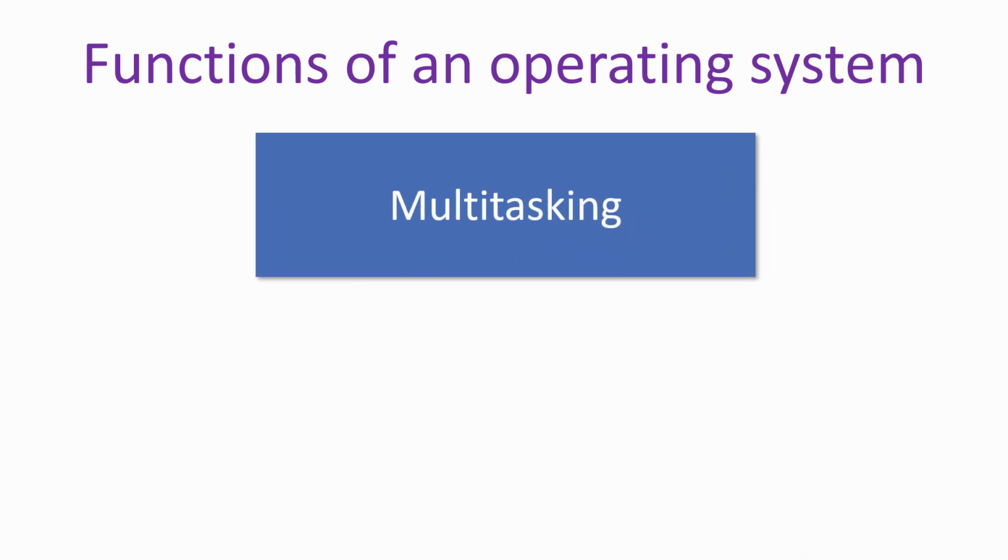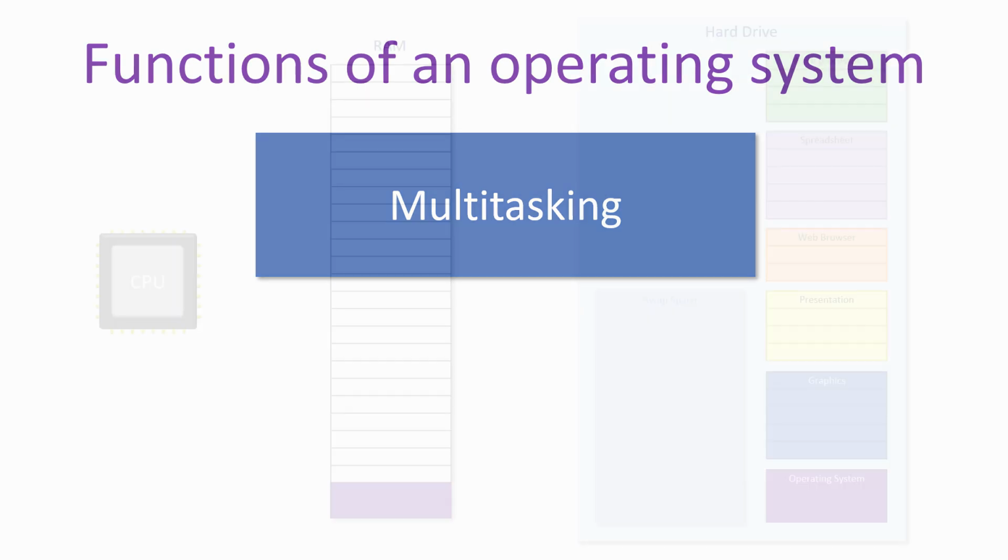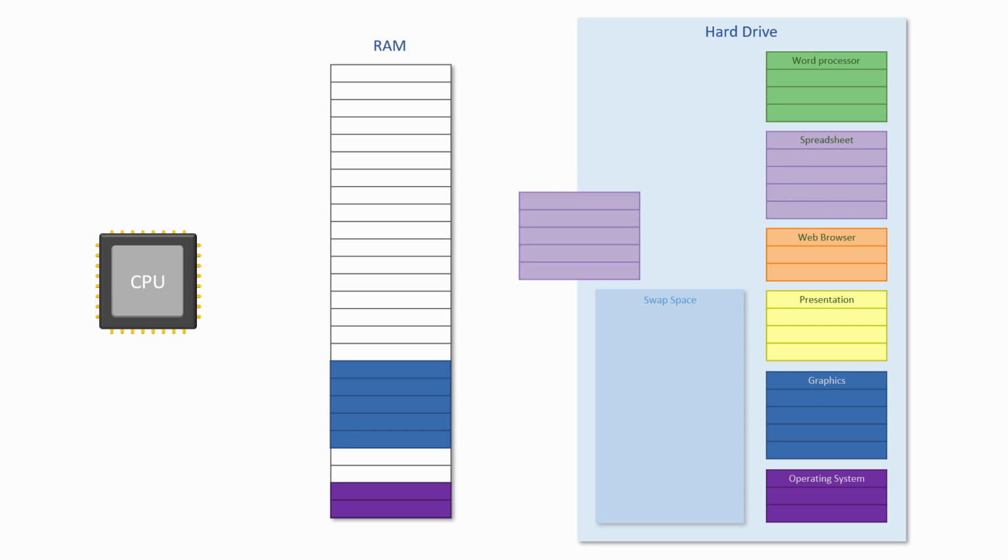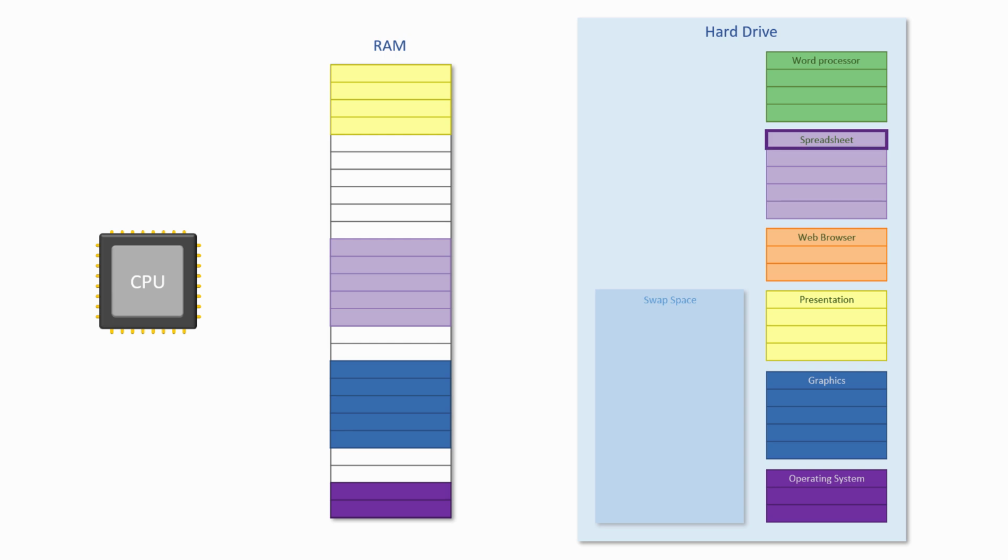The third function of an operating system is multitasking. Once a program has been loaded from secondary storage into the RAM, it's ready to run, and it's known as a process or a task. A single application like a spreadsheet, for example, usually consists of several different programs and will therefore give rise to several tasks on its own.